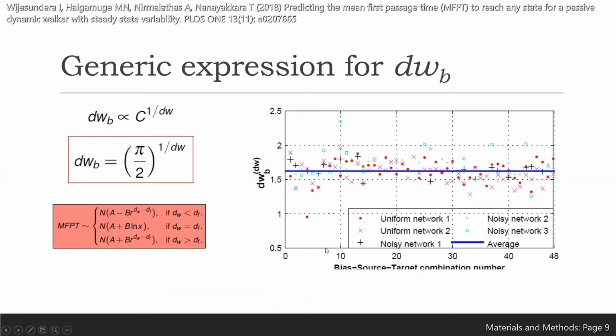With several hundreds of scenarios tested on different networks, source, target, and bias combinations, we got a generic equation to calculate DWB as given in this pink box, which I would say is the main contribution of this paper. Again, more details of these calculations and results are included in the paper itself. So we use the newly derived DWB in the mean first passage time prediction equation from Nature to calculate the mean first passage time in biased networks.